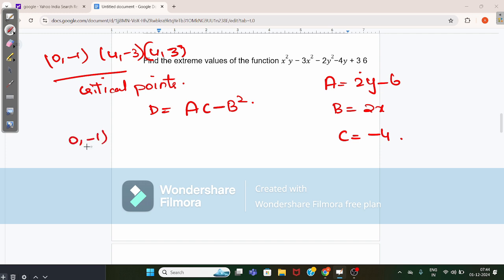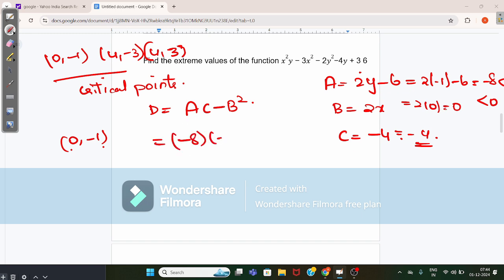Substitute the critical point (0, minus 1) here. When you substitute this value, it gives 2 into minus 1 minus 6, that equals minus 8, which is less than 0, and 2 into 0 gives the value 0. This is minus 4. This a value is less than 0 here. Now when you substitute these values, minus 8 into minus 4 minus 0, gives the value 32, which is greater than 0. So here we have a local maximum point.